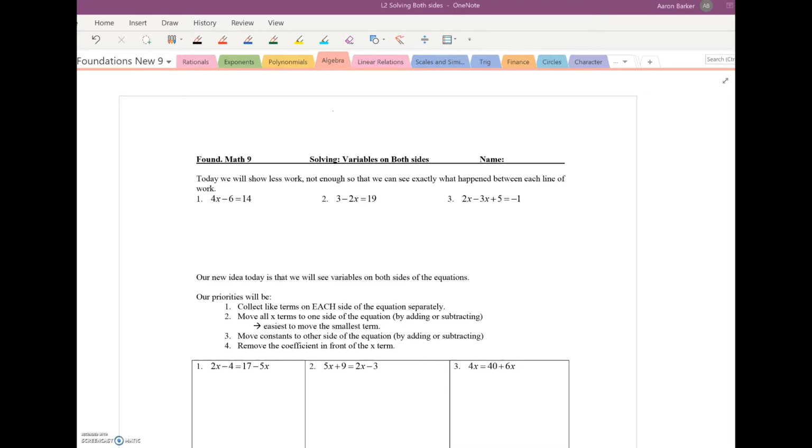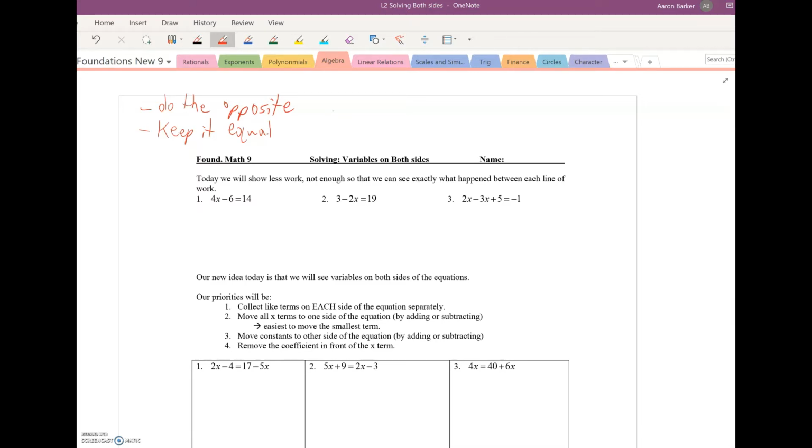Today we're going to do solving variables on both sides of the equation. Just like always, we're going to use the mantra, do the opposite. And you should be saying that every single question: do the opposite and keep it equal. That's going to solve all our questions for us today as well.